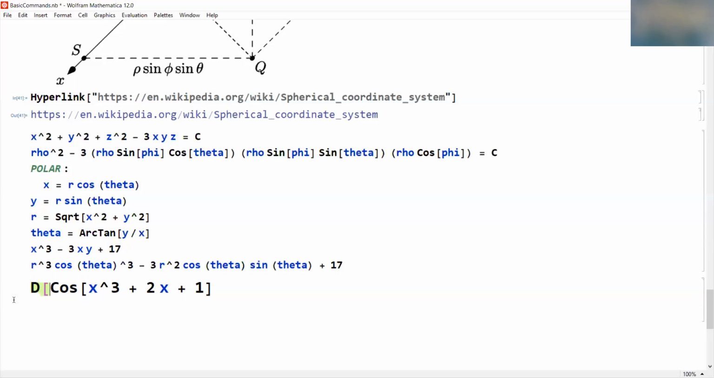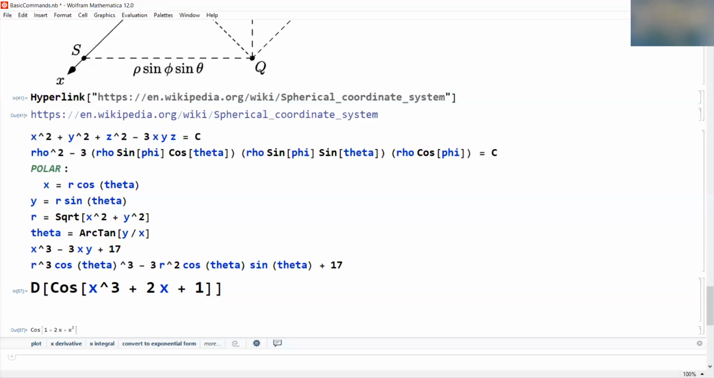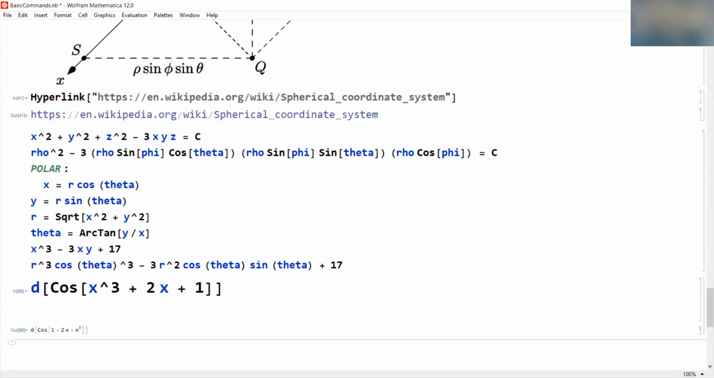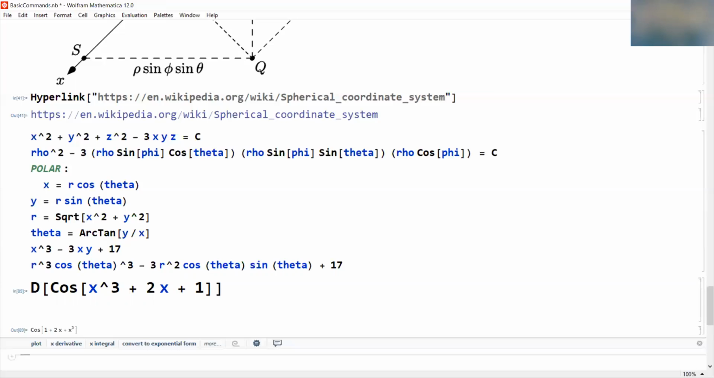Take D around this. What do you think D is going to do? If you typed in lowercase d, would it come up with the same thing? Yeah, both of them should return garbage. D returns garbage, capital D returns garbage. Anybody have any guesses why D is having trouble?